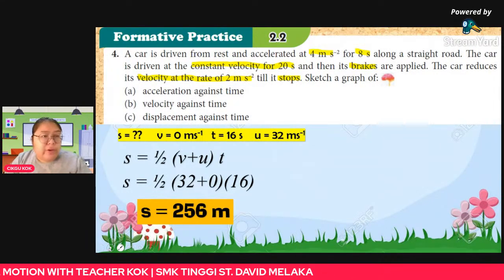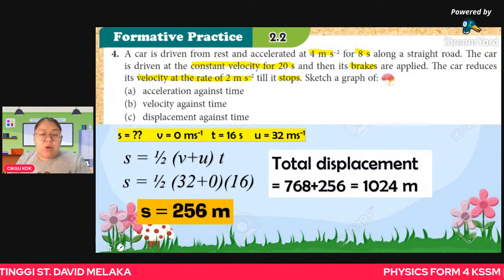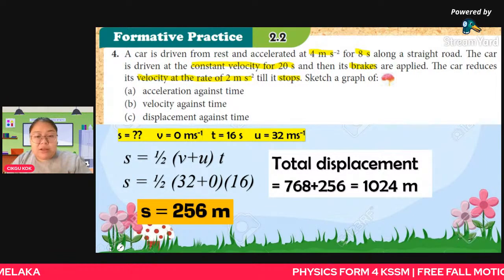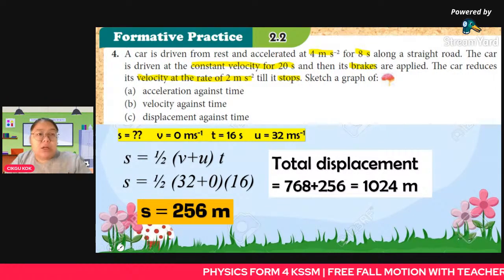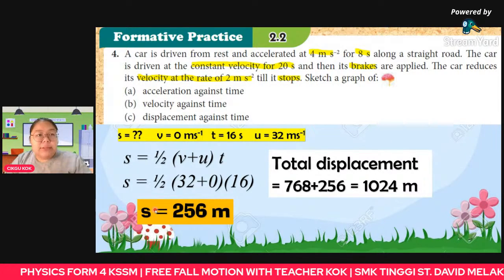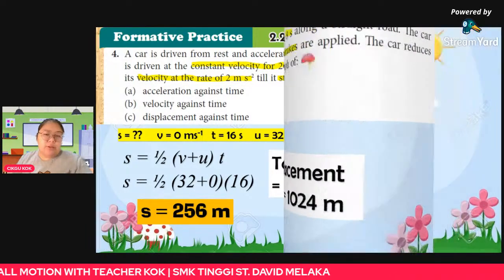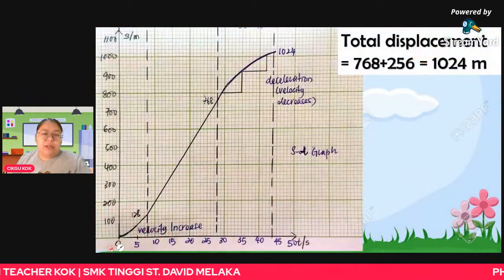Okay, overall, the displacement is how many? Overall is 1024 meter. So I have gone part by part, I separated them already. Now the shape, you need to know the shape. You want to go back and see what the VT graph shape is.